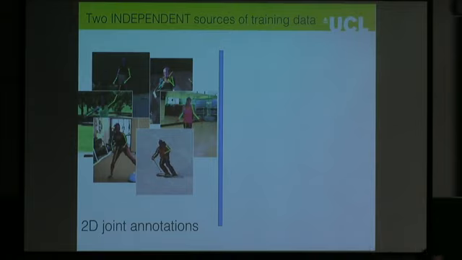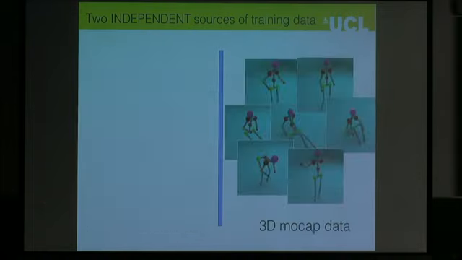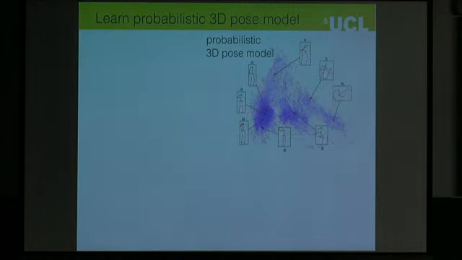So instead what we do is that we have two completely independent sources of training data. On the one hand, we've got images that are associated with 2D annotations, and on the other hand, we've got 3D mocap data, and for this 3D mocap data we don't have the images. We just have a corpus of 3D mocap data. We're going to learn a probabilistic 3D pose model for the 3D data, and we're going to use that within our deep learning approach to solve the problem of 2D pose estimation. So I'll show you how we do this.